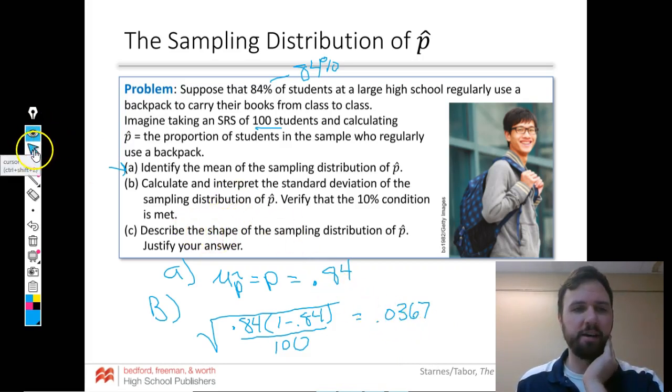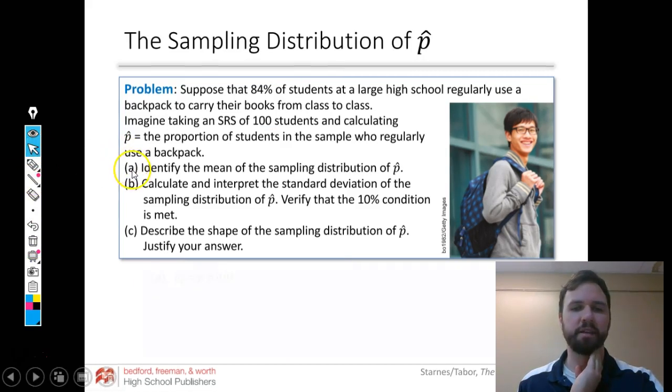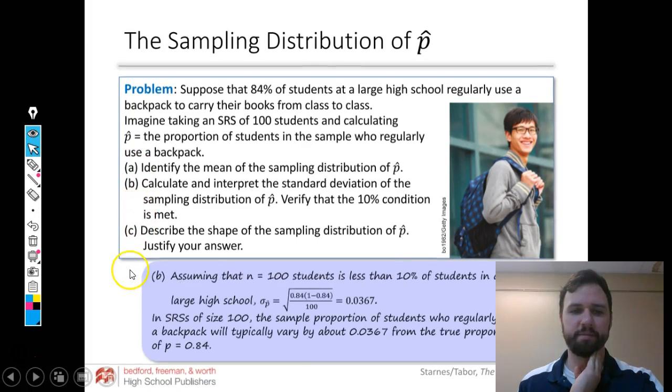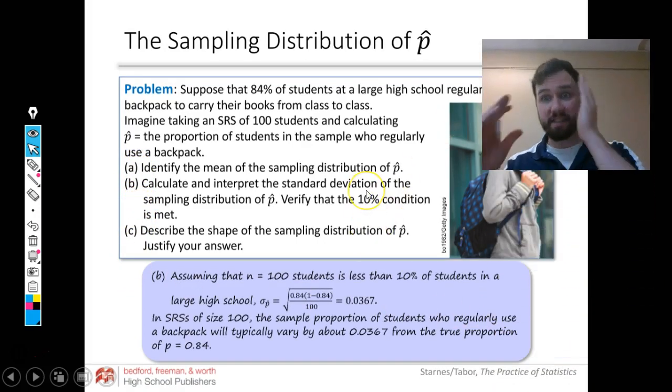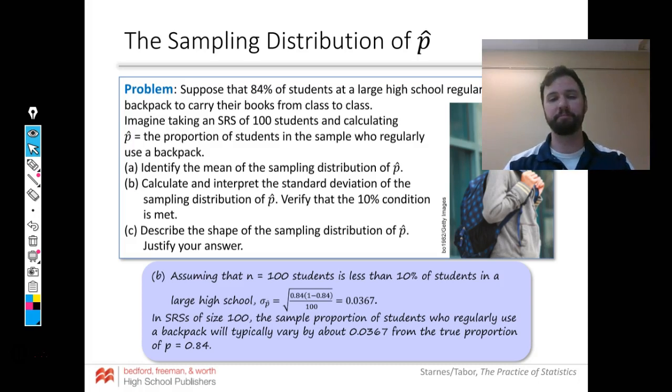Alright, let's cheat now. Let's see what they said. B, we got the same thing. Oh, I forgot. We do have to assume that the 100 students are less than 10% of all the students in a large high school. Because if the 10% rule does not work, we cannot say anything about standard deviation. We don't know about it.